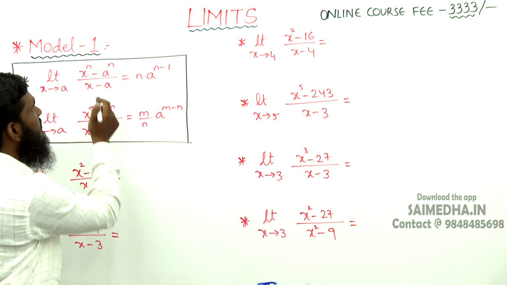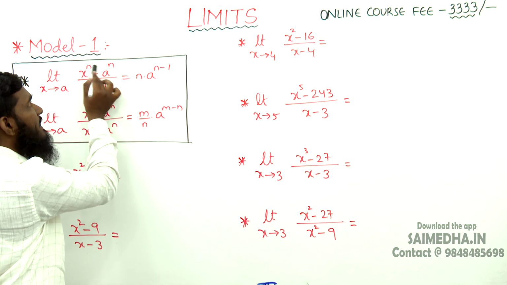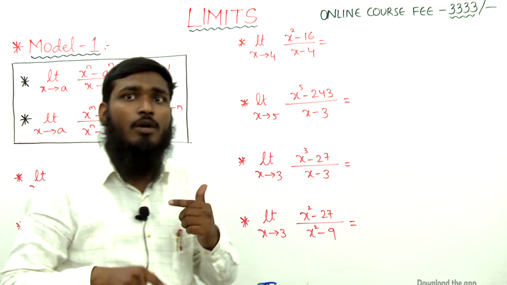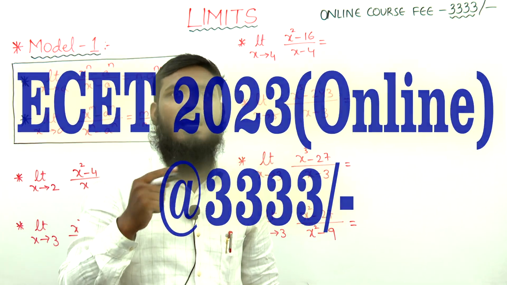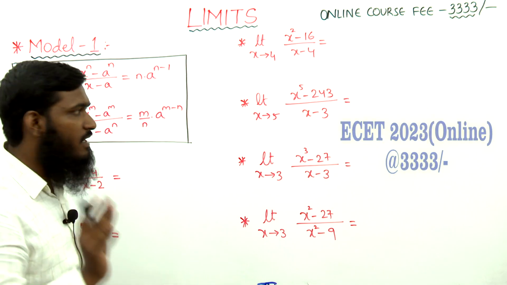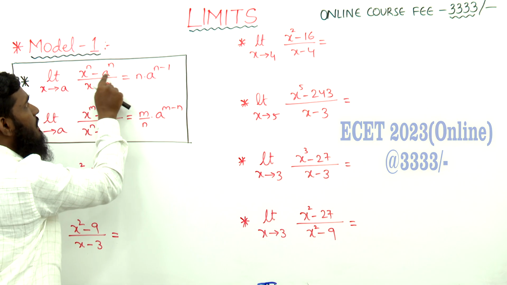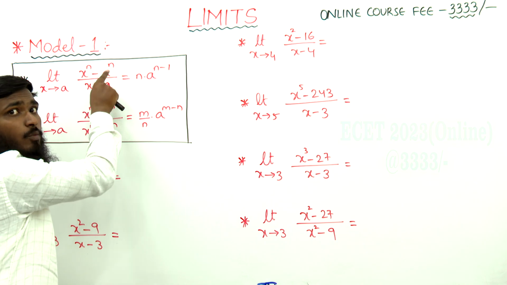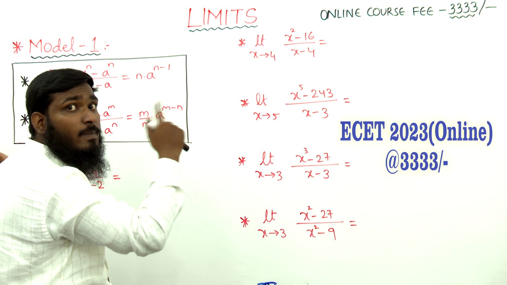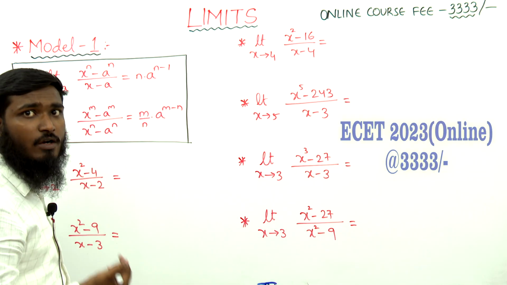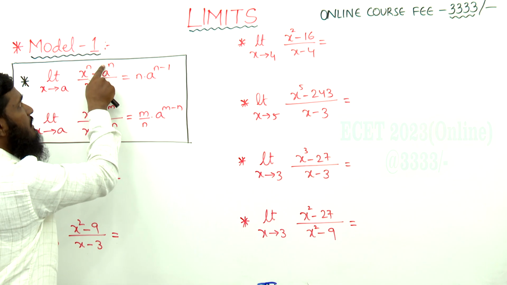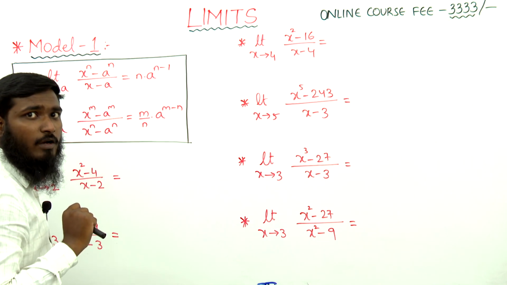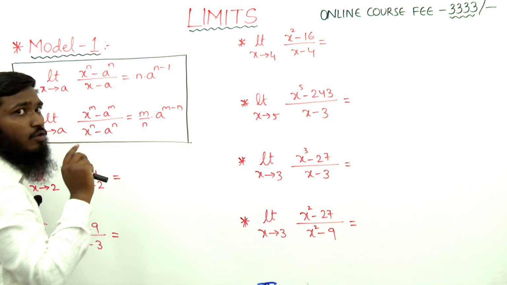What is the difference? In this one we have only power n, and in this one we have power m and power n. So when can we apply the TSR, when can we apply that standard limit? Listen carefully. In x power n minus a power n divided by x minus a, the powers of the numerator and denominator should be the same. Here the power in the numerator is n, and the power in the denominator is 1, which is also the same.